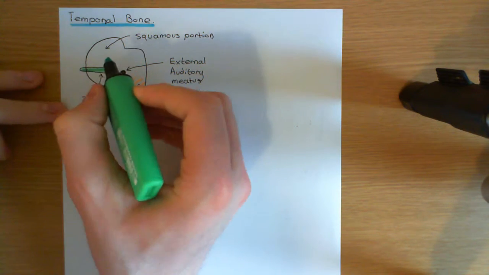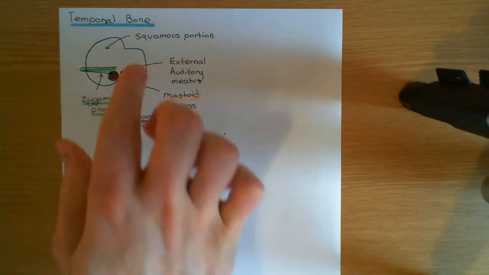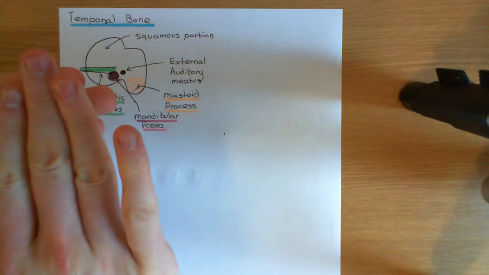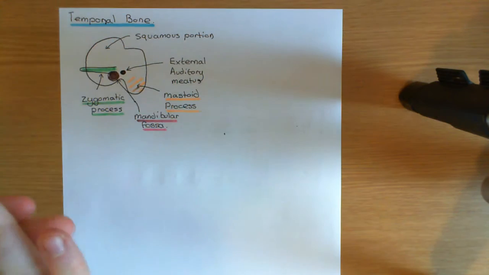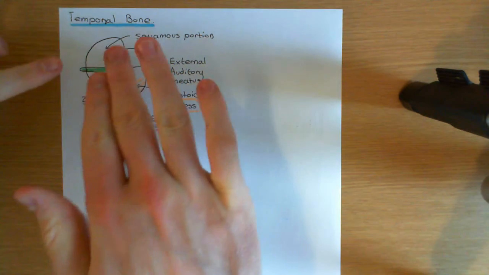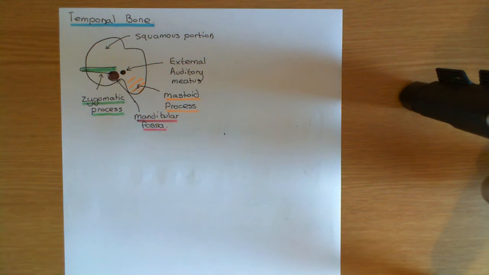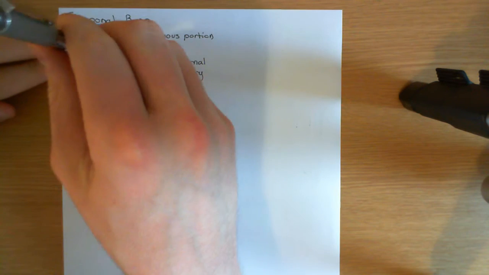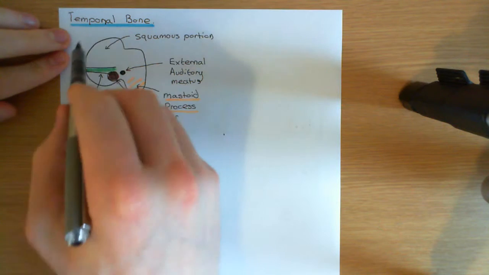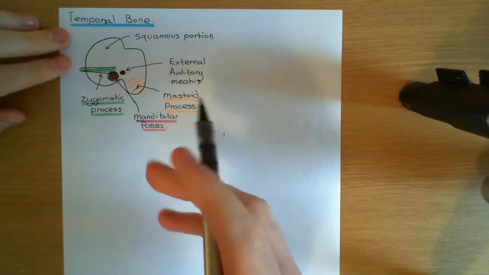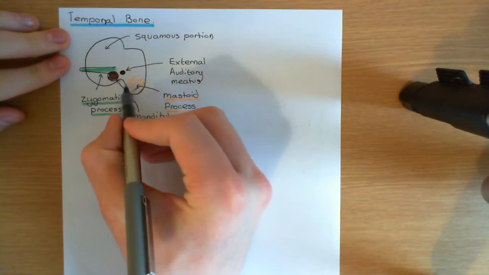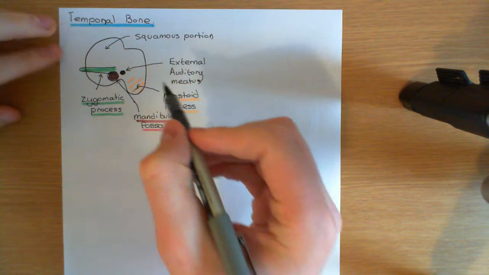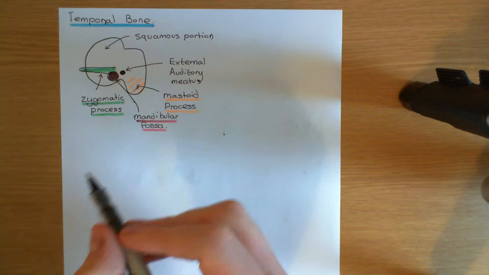So just to absolutely nail this point home, the squamous portion is very, very flat. Squamous means flat, so it's a very thin portion of bone that makes up part of the lateral wall of the skull. If I had a little drill here, I could drill through this very, very quickly. It's not a very thick portion of bone, whereas the mastoid process is a much thicker portion of bone, as you can feel on yourself.